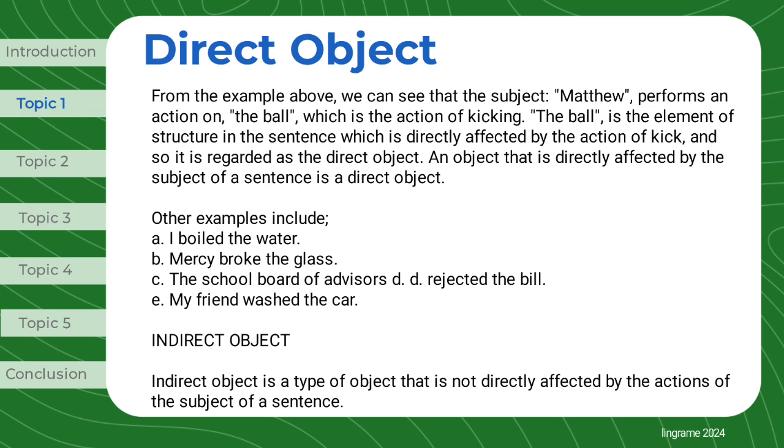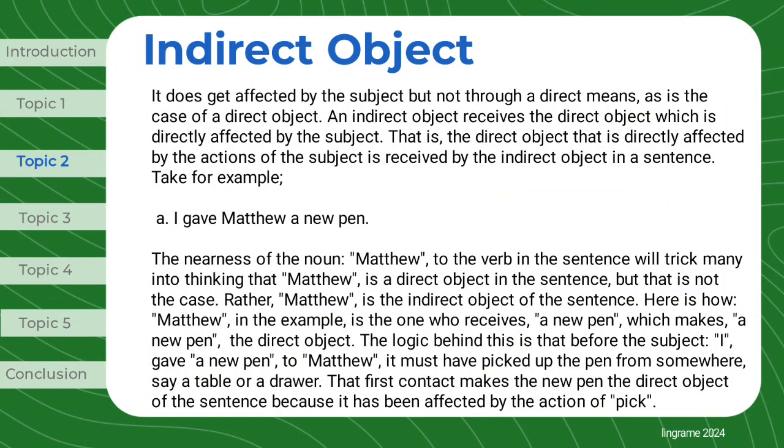Indirect object. Indirect object is a type of object that is not directly affected by the actions of the subject of a sentence. It does get affected by the subject, but not through a direct means, as is the case of a direct object. An indirect object receives the direct object which is directly affected by the subject. That is, the direct object that is directly affected by the actions of the subject is received by the indirect object in a sentence. Take for example, I gave Matthew a new pen.